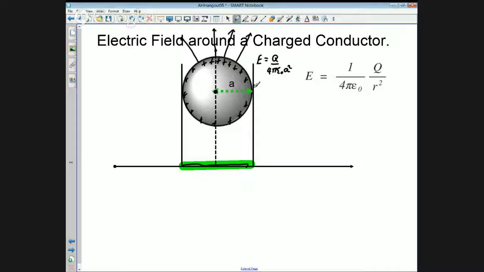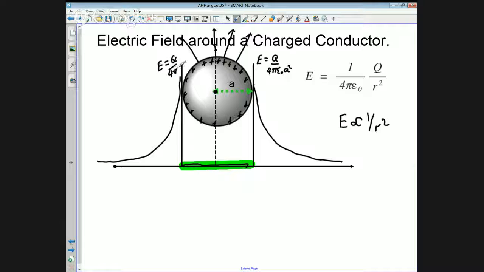After that, we have the 1 upon R squared drop off. So the electric field strength drops off in proportion to 1 upon R squared, following the inverse square law from the surface of the sphere outwards. Remember, it's symmetrical, so the other side of the sphere does the same. It will tail off 1 upon R squared as well. So the electric field around a charged conductor, at the surface, is Q over 4 pi epsilon naught A squared, and outside the surface, it tails off 1 upon R squared.